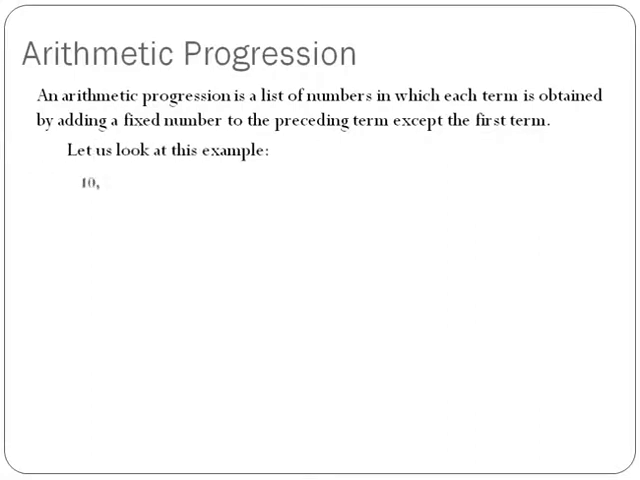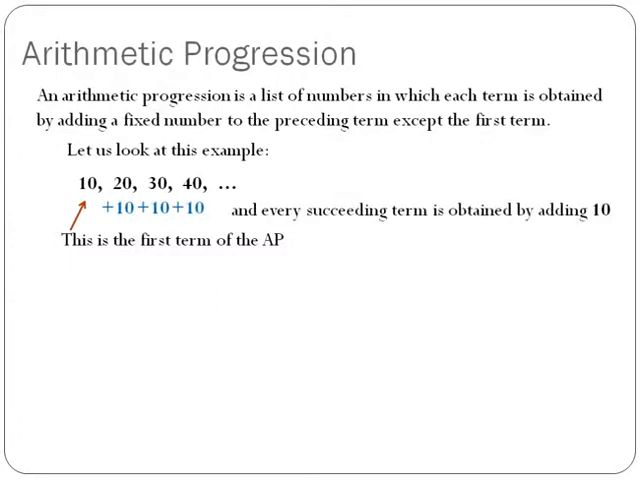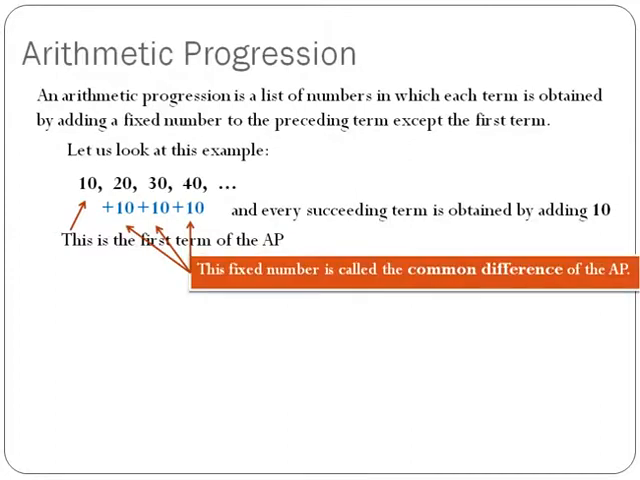Let us look at this example. 10, 20, 30, 40 and so on. 10 is the first term of this AP here, and we get the next terms by adding 10 to every preceding term. This fixed number is called the common difference of the AP. For this AP, the fixed number is 10.